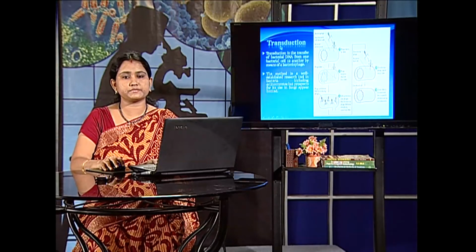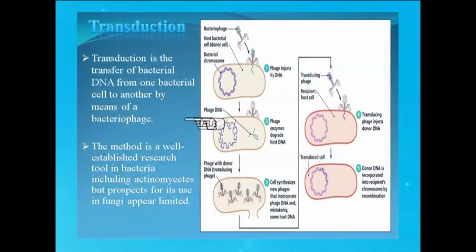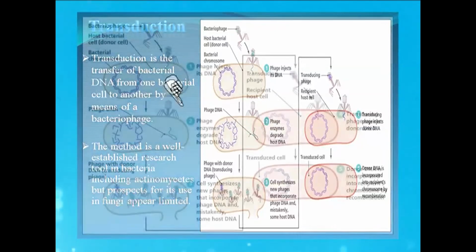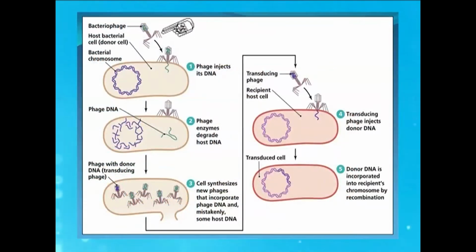Next is the process of transduction. Transduction is a process by which bacterial DNA gets transferred into another bacterium by means of a bacteriophage. This method is a well-established research tool in the case of bacteria, but has limited usage in fungi. The picture shows that when a bacteriophage infects a bacterial cell, its DNA is inserted into the bacterial cell.